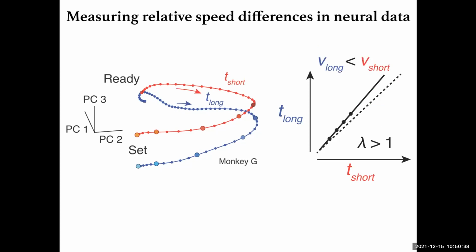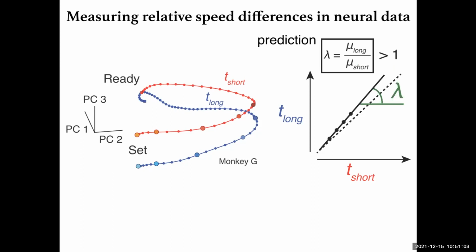Just to make it clear, if we are in a situation where the long condition is going slower compared to the short condition, we expect this line to be above the unity line and the scaling factor to be greater than 1. If the speeds are equal, then the line should be exactly on the unity line. And if this short condition is slower, now this line should be below the unity line. In our case, we had a strong prediction, which was that not only should the mapping be above the unity line, but the slope should be quantitatively close to the ratio of the two means.